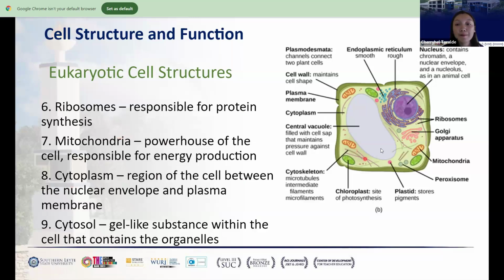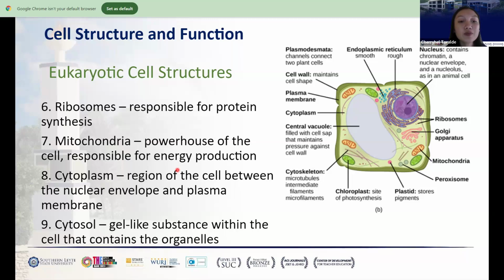Next, the ribosomes are also found again in prokaryotic cells. So meaning all living organisms have ribosomes, which is for protein synthesis. Then mitochondria. Both plant and animal cells have mitochondria because they are responsible for the production of energy that is needed, di ba? For the cell to live. So, di ba? Sabi nga nung isa sa famous quotes of mitochondria, the powerhouse of the cell.